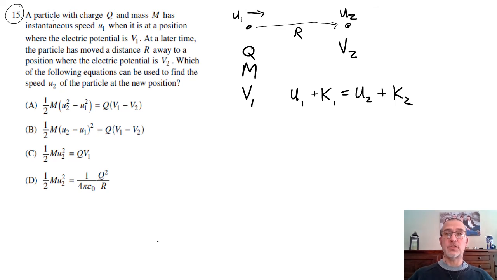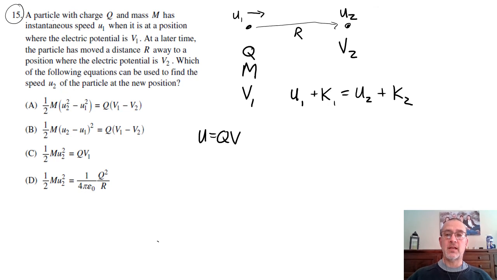Now, potential energy, when we're using a point charge, if we know the electric potential, we know that the potential energy is going to equal the charge times the electric potential. So U is Q times V.